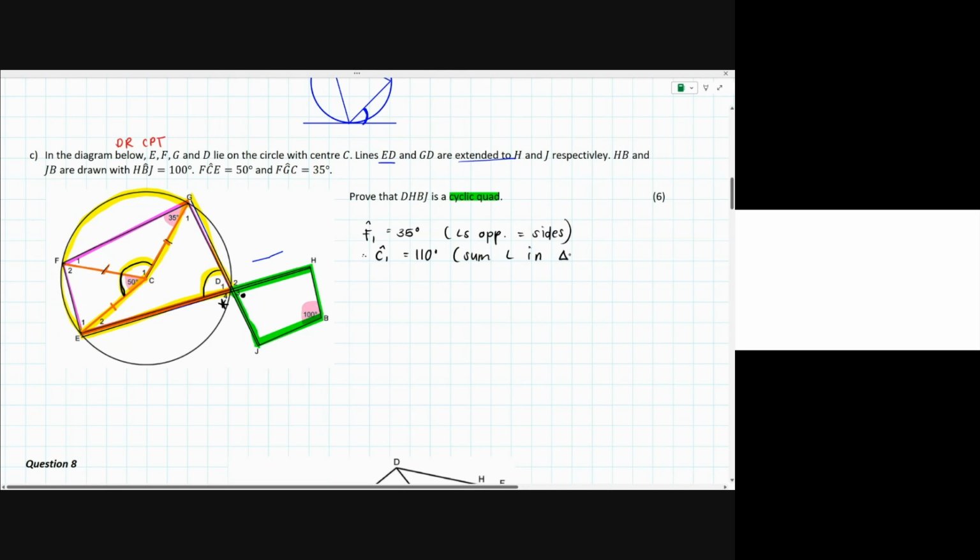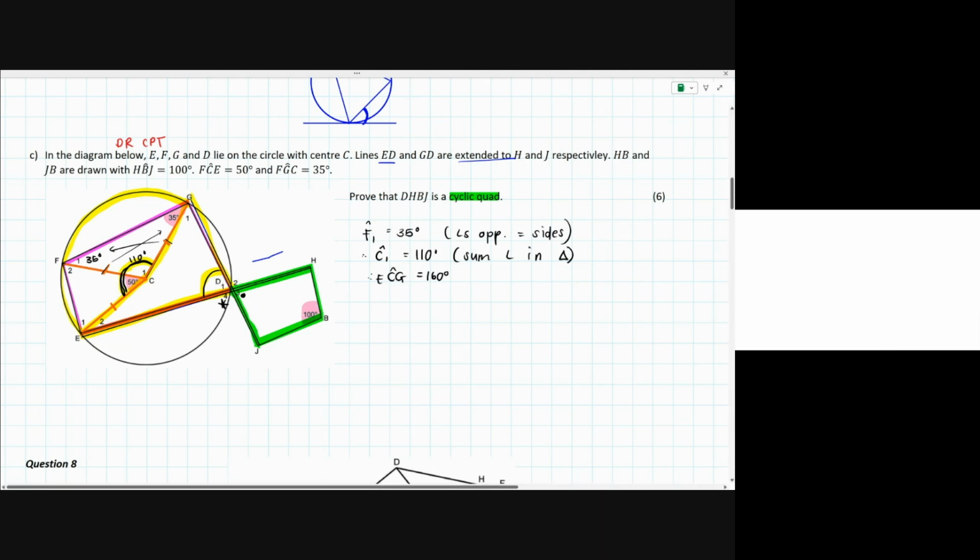All right, so guys, because this is an isosceles triangle, F1 must also be equal to 35 because of angles opposite equal sides. And then we can use sum of angles in a triangle to get C1 is 110. And so what this means is that this whole angle at the center, ECG or GCE, however you want to do it, is equal to 160 degrees. There's no reason for that. It's just math. You add it.